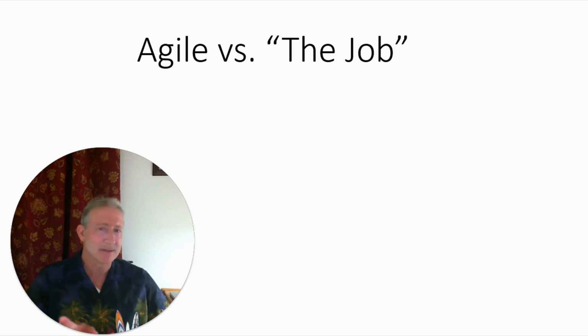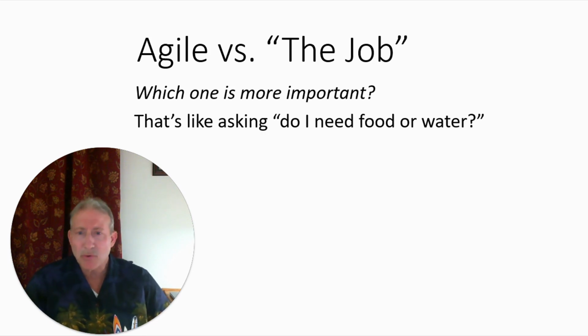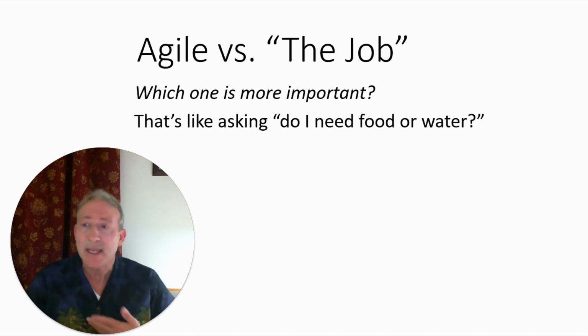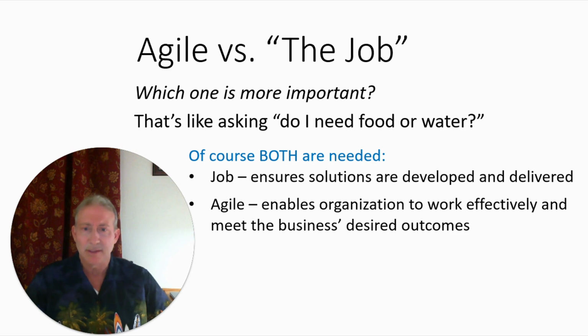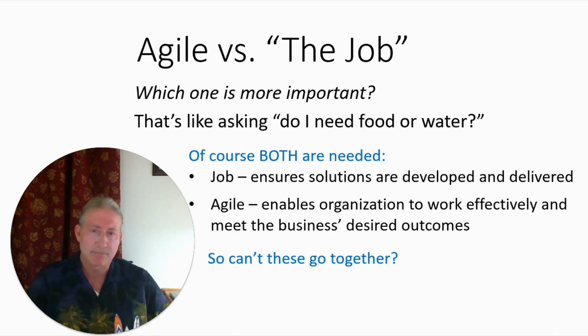Why do we have this unnecessary dichotomy of the agile folks versus people doing the job? And which one's more important? Well, that's kind of like asking, do I need food or water? Of course, both are needed. The job ensures that the solutions are developed and delivered for our customers, right? I mean, you've got to have these jobs. You've got to have these people who know what they're doing, right? But then agile enables the organization to work effectively and meet the business's desired outcomes.